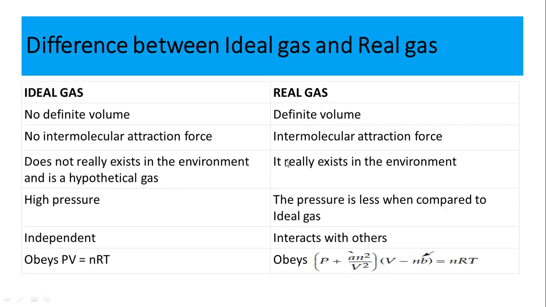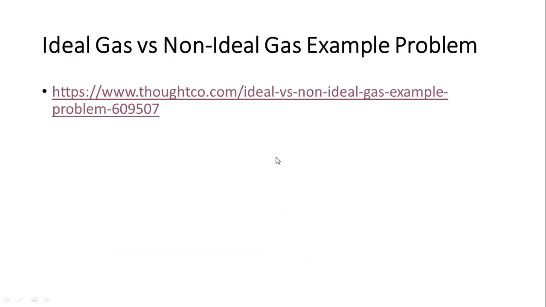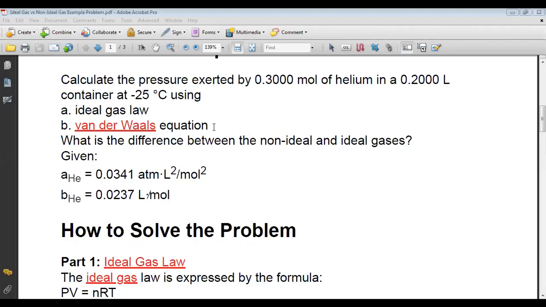Now I'm going to show you one of the numericals, which will help you understand what the difference is between the ideal and the non-ideal gas. So let's open another document. This is the question: calculate the pressure exerted by 0.3 mole of helium in a 0.2 liter container at minus 25 degrees centigrade using both the ideal gas law and the van der Waals gas law.